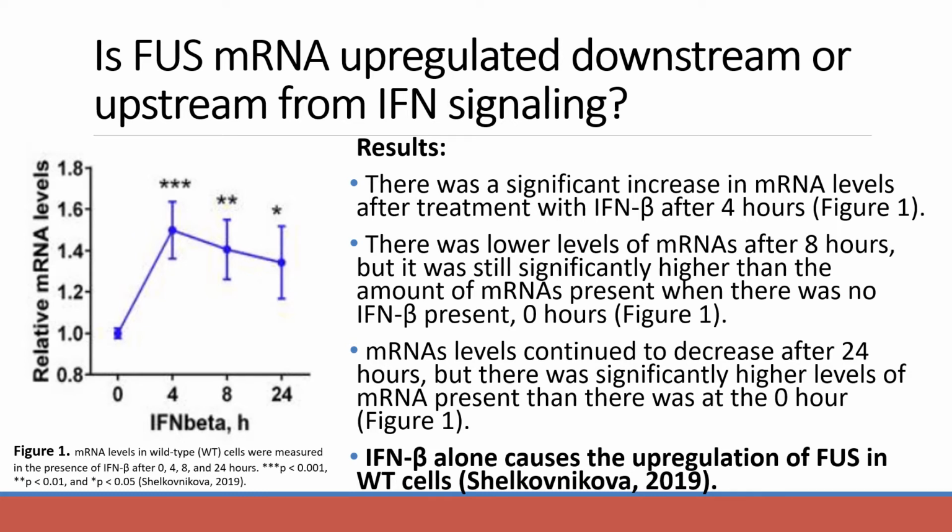mRNA levels continued to decrease to the 24-hour mark, but when comparing the 24-hour mark with interferon beta present to when no interferon beta was present, there still were significantly higher levels of mRNA present when interferon beta was there. So the study concluded that interferon beta alone causes the upregulation of FUS in wild-type cells.